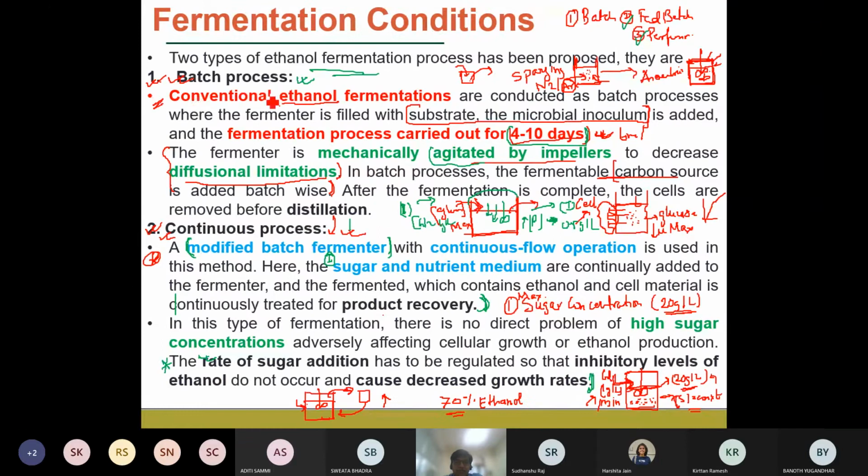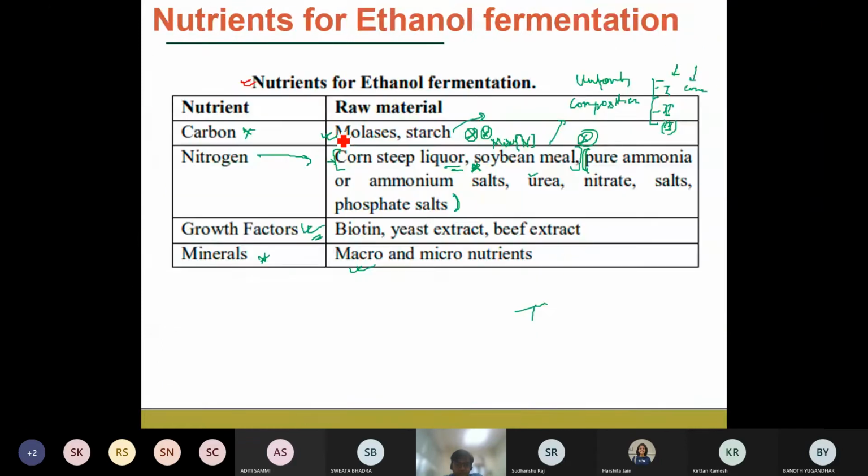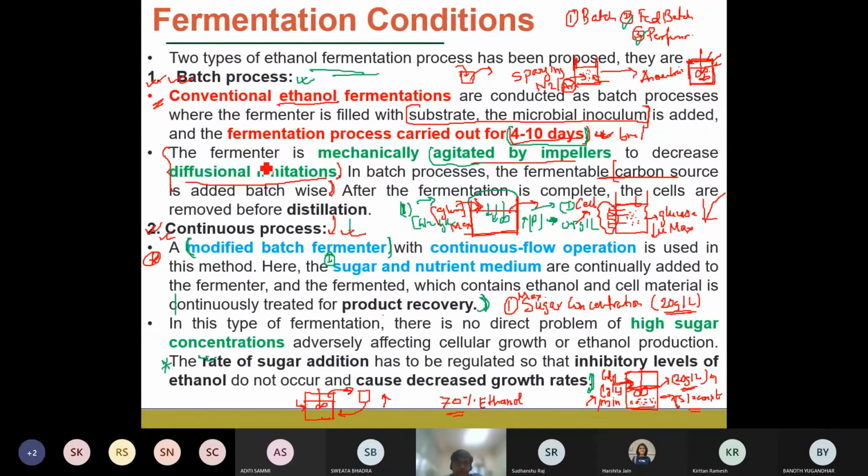Next, what we did was the selection of the appropriate reactor systems for the fermentation. So it can be a batch process or it can be a continuous process. And there can be the batch type, fed batch type, or continuous reactor types that are there.